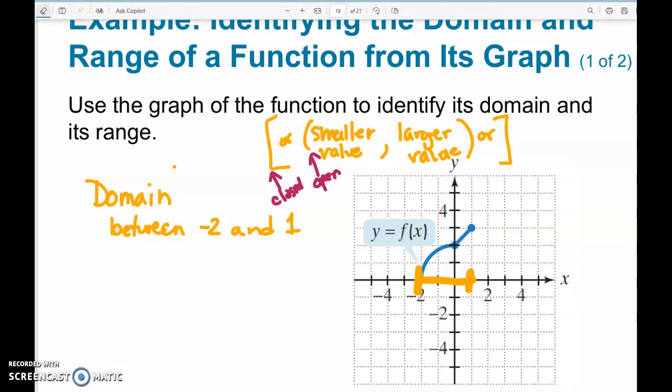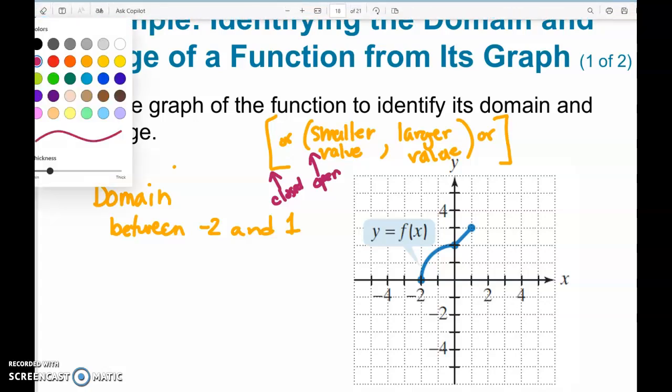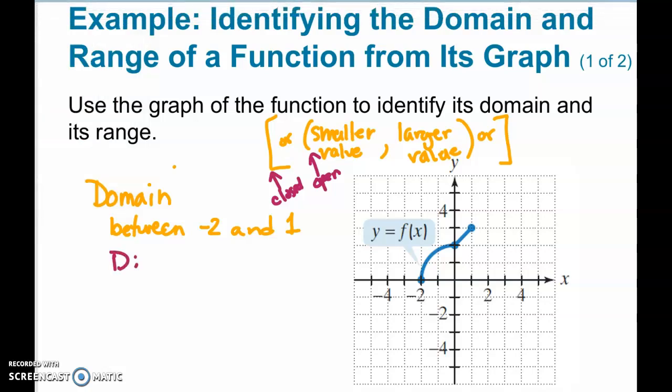So if I take a look here, let me erase this yellow. There's a closed dot here and a closed dot here, meaning the value of -2 is on the function and the value of +1 is on the function. So to write this in interval notation, I'm going to say the domain is between -2 and +1, smaller value to the left, larger value to the right, bracket on each endpoint because I am including those values.